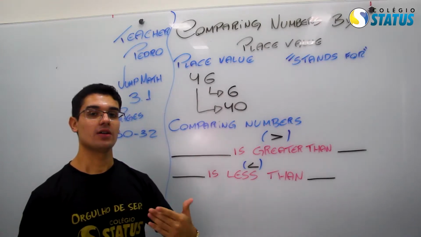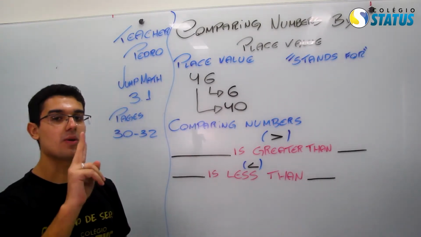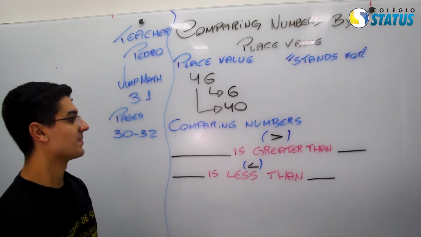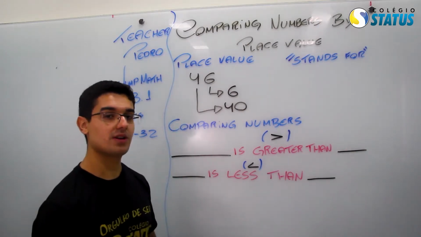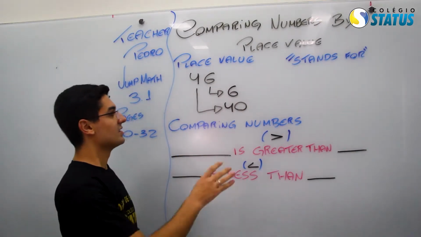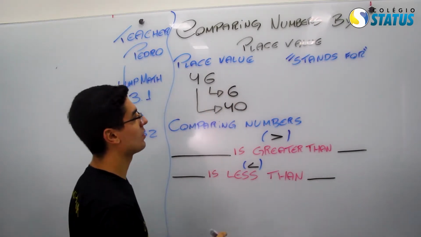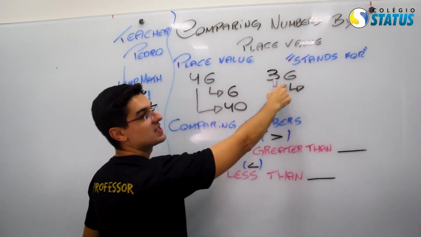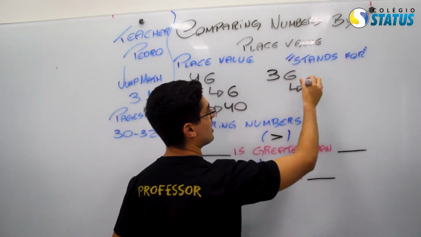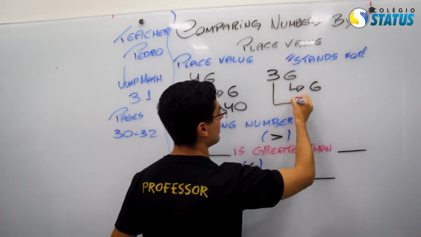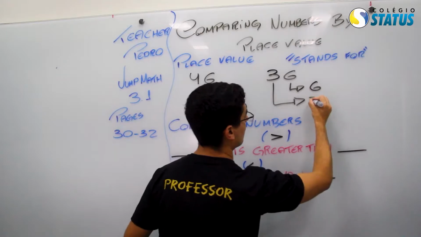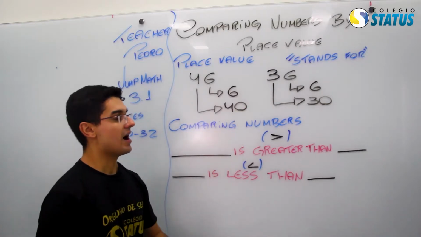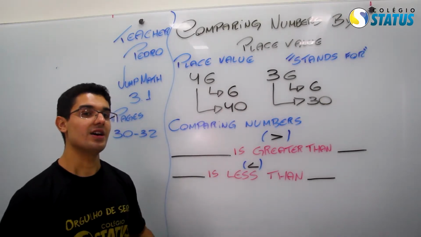Less than, menor que. For example, I want to compare two numbers. Eu quero comparar dois números. Como eu vou fazer? Vamos supor, o exemplo aqui, nosso primeiro exemplo, 46. Já fiz a notação posicional dele e eu escolho outro número, o 36. 36. The digit 6 stands for 6. And the digit 3 stands for 30.